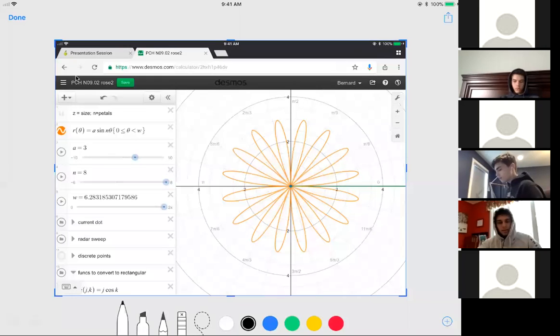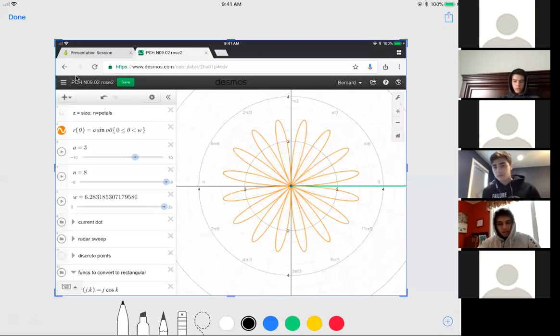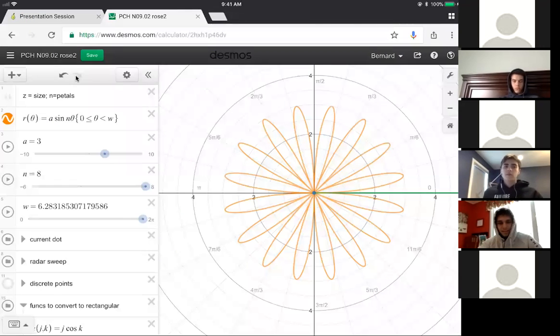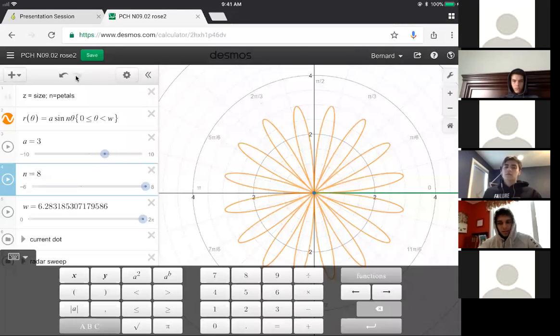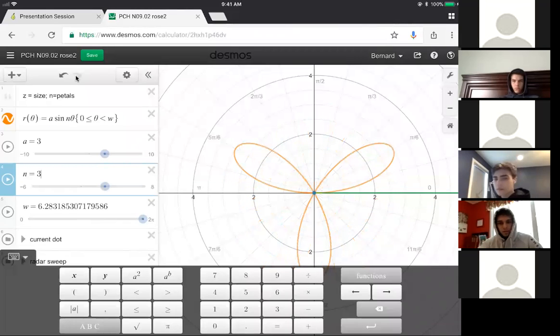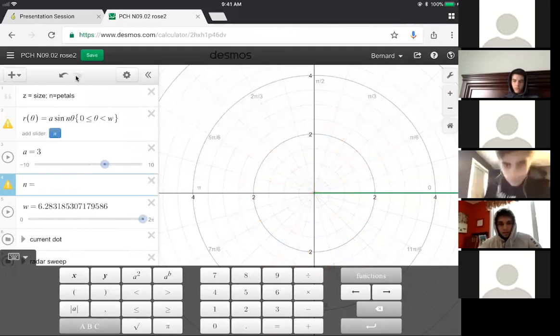So we can see 1, 2, 3, 4, 5, 6, 7, 8, and twice as many, 16 petals. It gets kind of weird, though, when we go back down to a low number and we pick 3. And here we only get 3 petals, or 5 petals, or 7 petals.